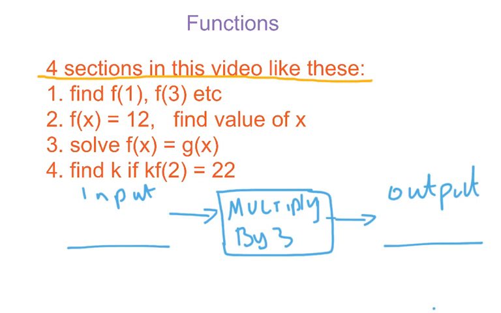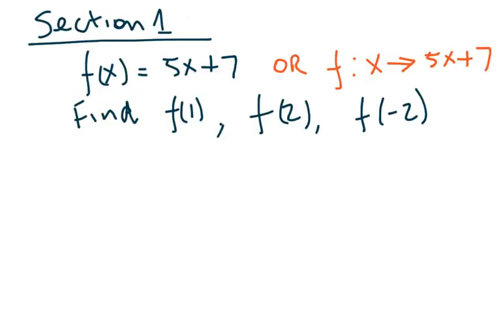Okay, let's go on and do a couple of examples of each of these types. So we have a function f of x equal to 5x plus 7. Just note that that can be written as f as a function such that x is mapped onto 5x plus 7. It all means the same thing, it's just written slightly differently. And the question says find f of 1, also find f of 2, and find f of minus 2.